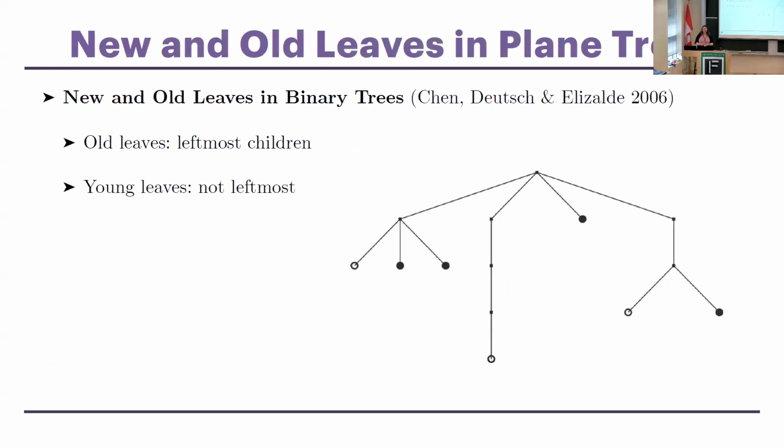The final example I'll show is for new and old leaves in plane trees. This is an example from Chen, Duch, and Elizalde in 2006. Here, the old leaves are the leftmost children of any node. The young leaves are those that are not leftmost. So here, these are the non-leftmost of this node here. This one, it's an only child, so it's technically the leftmost leaf. Here, it's the second child, it's not leftmost. So then it's a young leaf. And here we have two leaves again, leftmost and not leftmost.